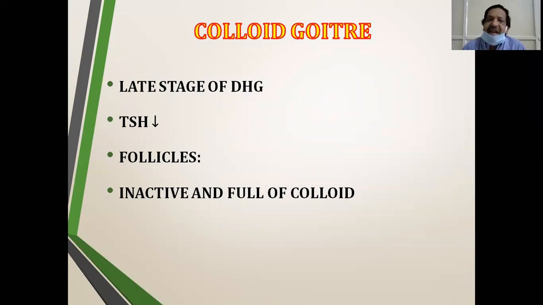This colloid goiter is a late stage of diffuse hyperplastic goiter. Till now, there is increased TSH stimulation. Now, the puberty phase is over, the pregnancy is over. The demand for thyroid hormones decreases. So naturally, the TSH also falls. Now, the follicles which have undergone hyperplasia become inactive and are full of colloid without iodine or thyroid hormones. So they are inactive follicles now because there is not much demand now.